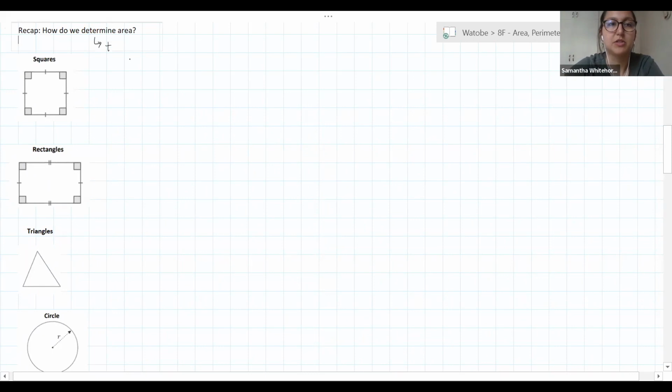As I'm doing this, it's going to be so much easier if I just type it. And we're talking about area in a two-dimensional sense. So area: the amount of space a shape takes up.